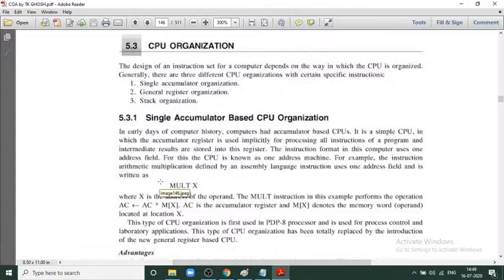First is single accumulator organization. Single accumulator organization was used in the early days of preparing the CPU. During the early days, there was only one register which was majorly used, known as the accumulator or AC or ACC. I repeat, in early days there is only one register which we normally use, and it is known as the accumulator or AC or ACC.